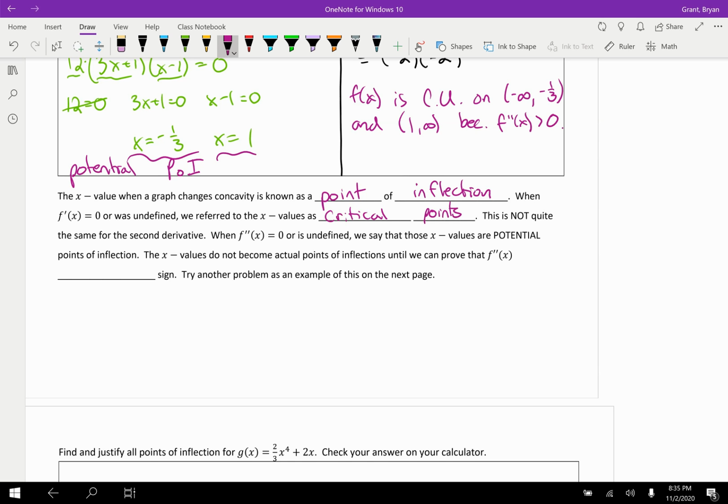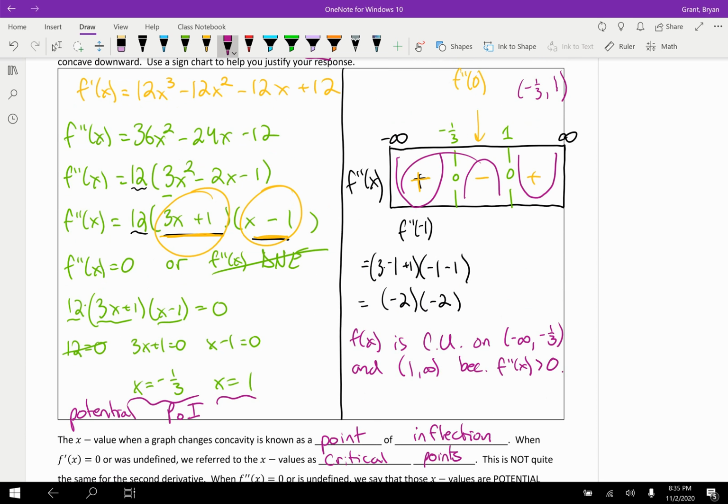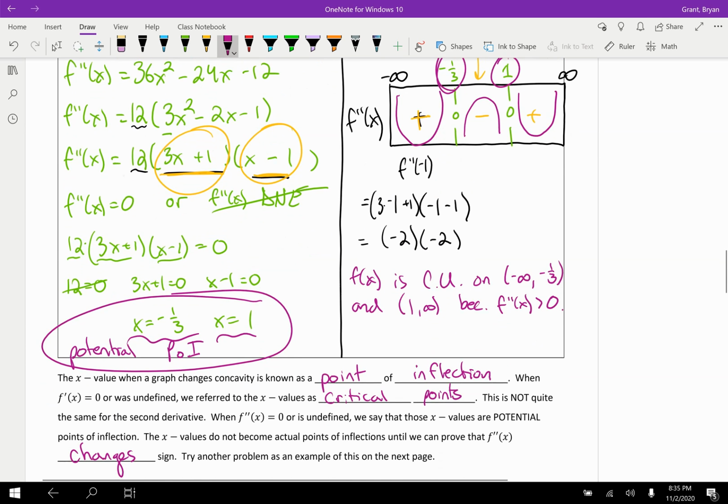However, I cannot call them inflection points until we can prove that f double prime of x changes sign at those points. So once I've made a sign chart and I'm pretty positive that f double prime changed sign there, now they actually become real inflection points, points of inflection. But over here, without a sign chart, we cannot refer to them as actual inflection points. We need to make sure that f double prime changes sign.